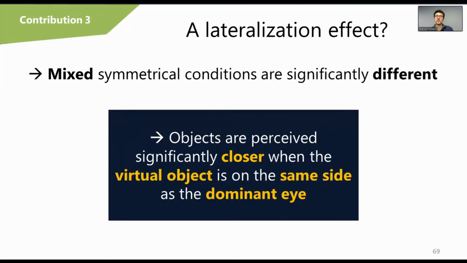We found that when the virtual object is on the same side as the dominant eye, the objects are perceived closer. We found the opposite when the real object is on the same side as the dominant eye. As such, the nature of the object which is on the same side as the dominant eye seems to determine the effect on distance estimation. For example, if an observer has a right dominant eye and the right object is virtual, then the distance between the objects will be underestimated, whichever is the nature of the other object.